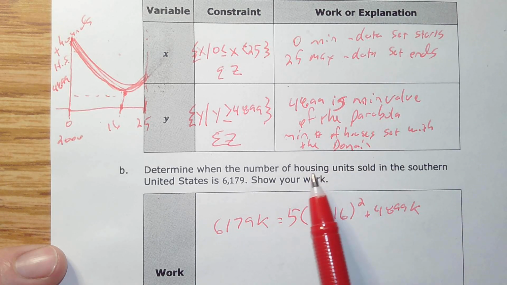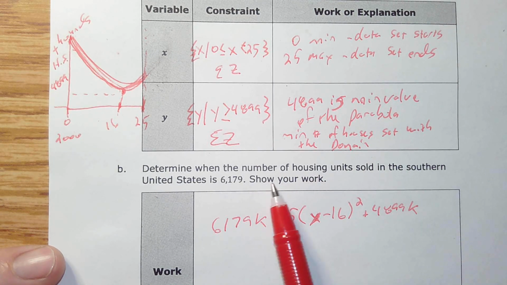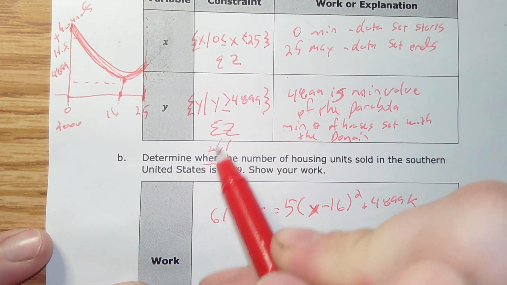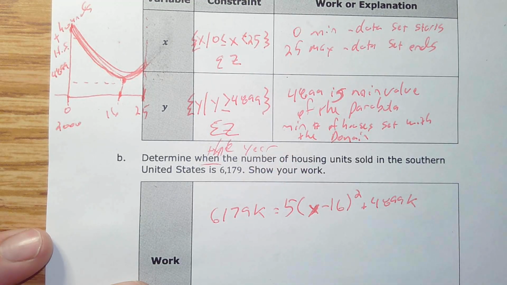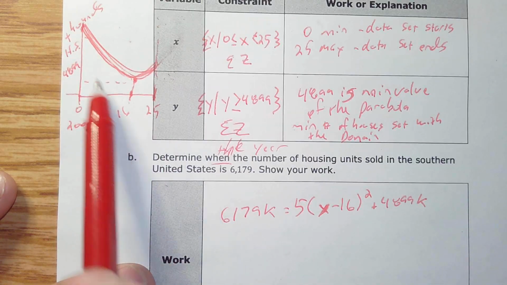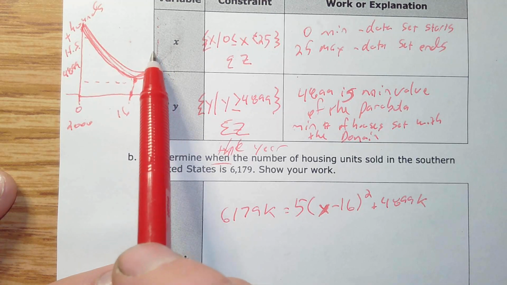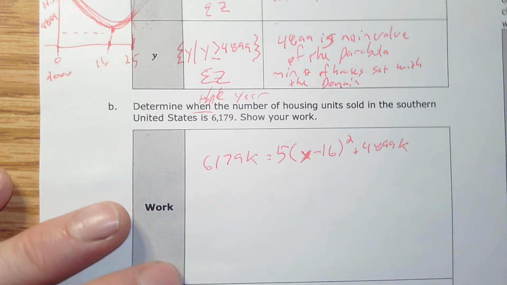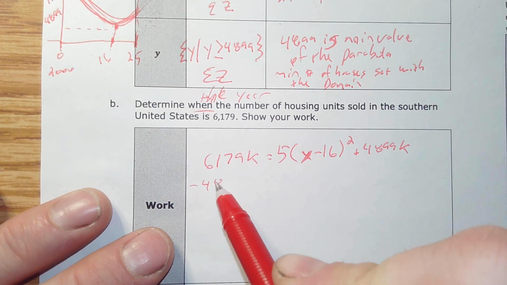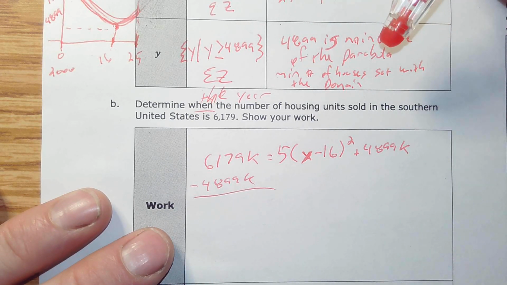Remember, the problem says determine the number of housing units sold in southern states. So determine when, oh yeah, when the year. Okay, so it's asking when this was. So when on here did it sell 6,179,000? I'm going to get at least one solution. Maybe I'll get two if it's not inside the constraints. Okay, so let's take a look. All right, so I'm going to move this over here, minus 4,899,000. All right, let's see, I can do that. I'm going to pause this while I get a calculator.